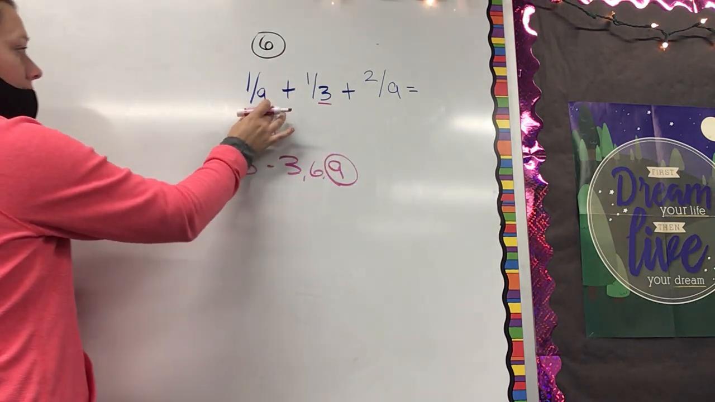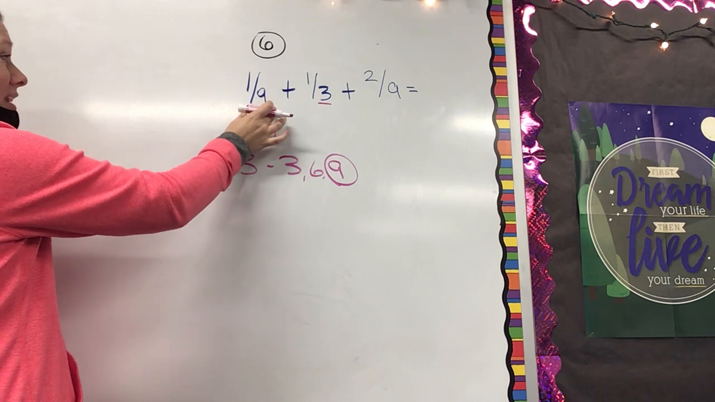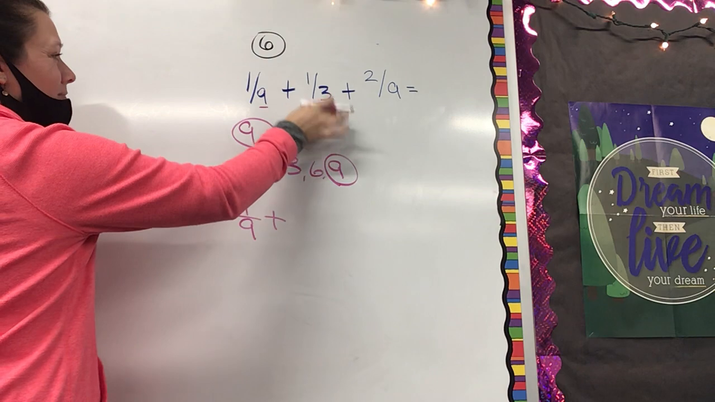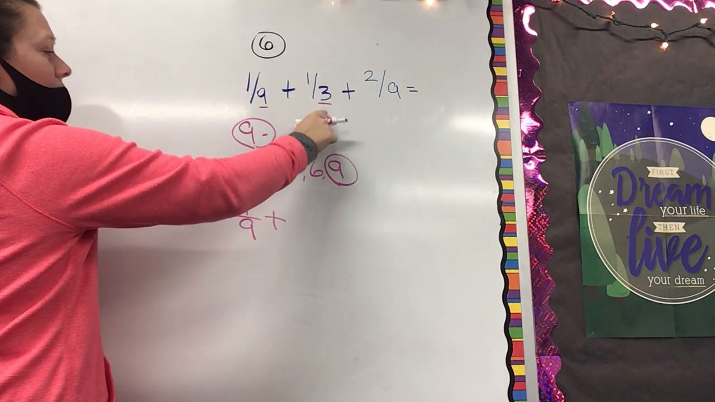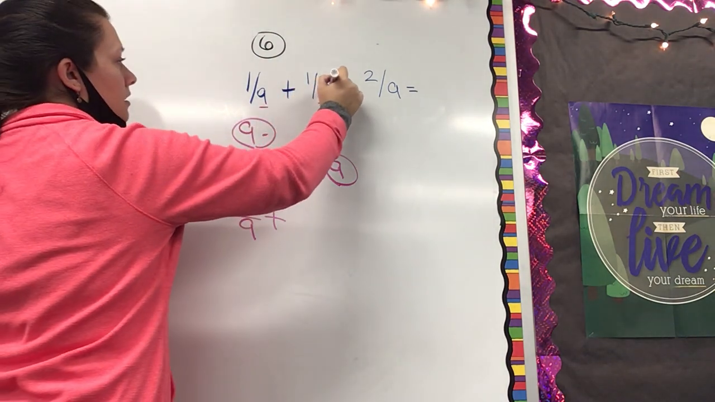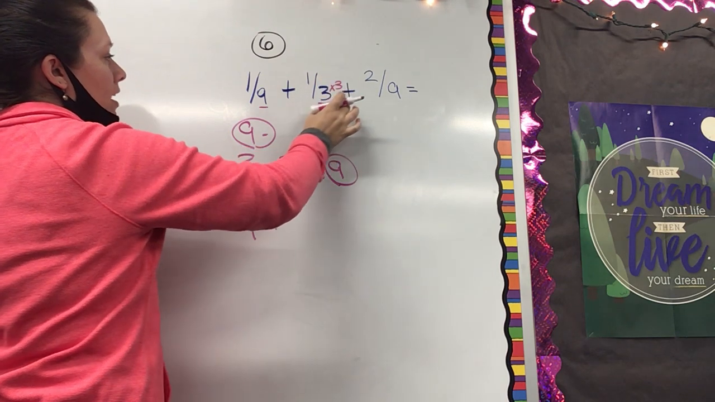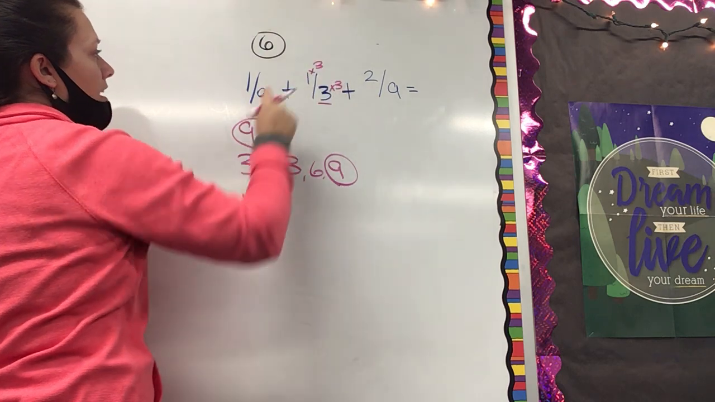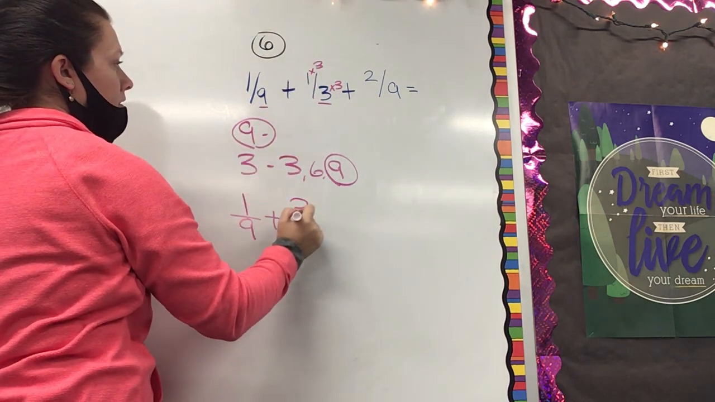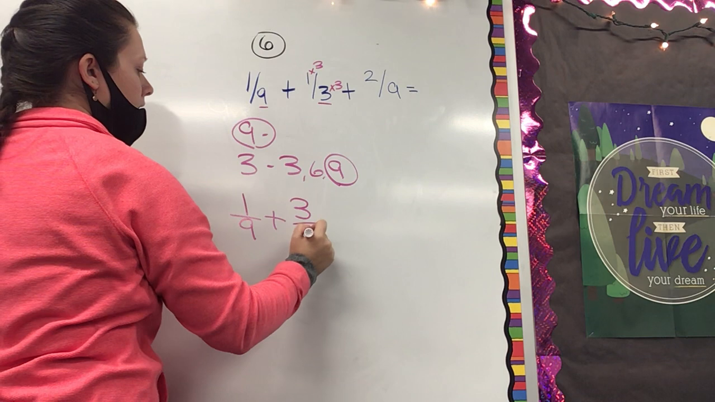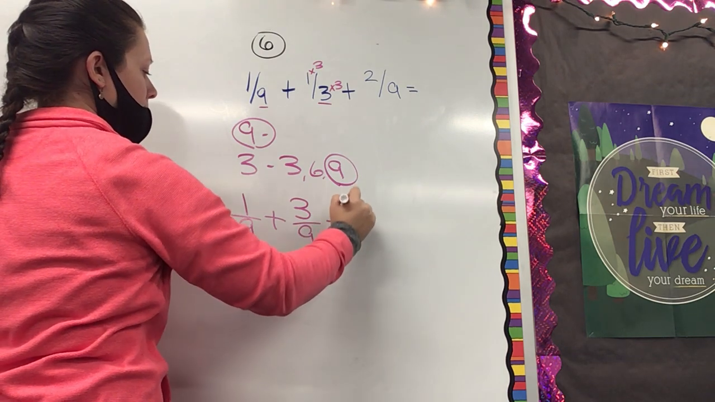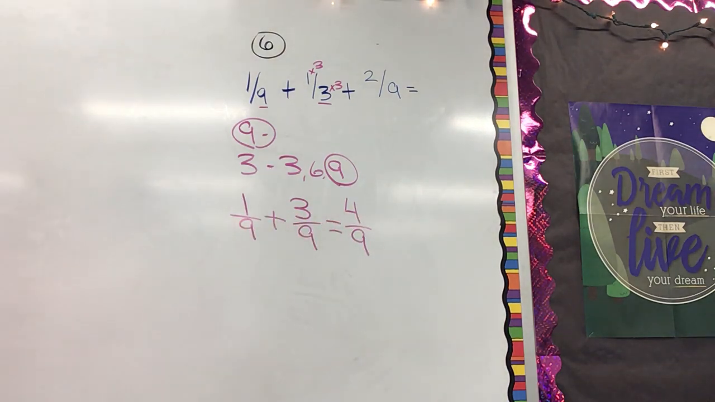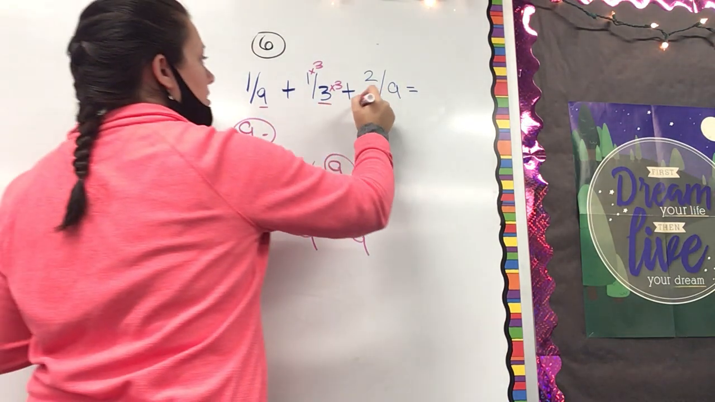All right, well this one already is a 9. Do I need to do anything? Nope, so I know I have 1/9 plus, this one's not a 9 though. How do I make that 3 into a 9? Times it by 3. And when I do the bottom, I have to also do the top. Let's rewrite that new fraction. What's 1 times 3? 3. What's 3 times 3? 9. Perfect. And when I add them, my denominators stay the same. Am I done? No. I need to bring down what?